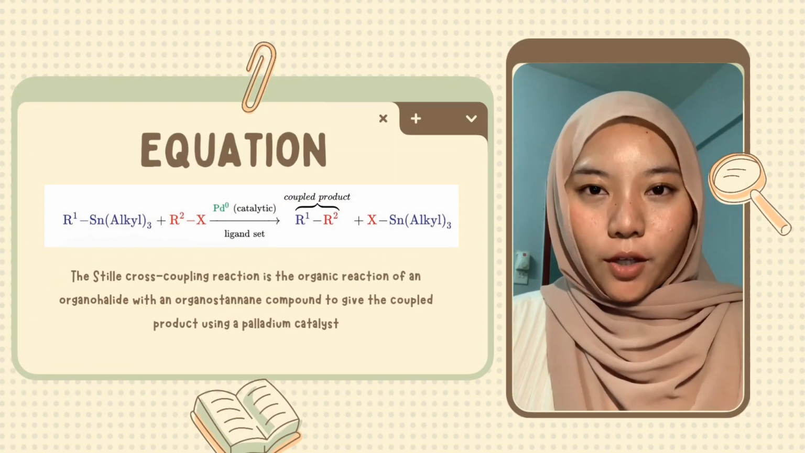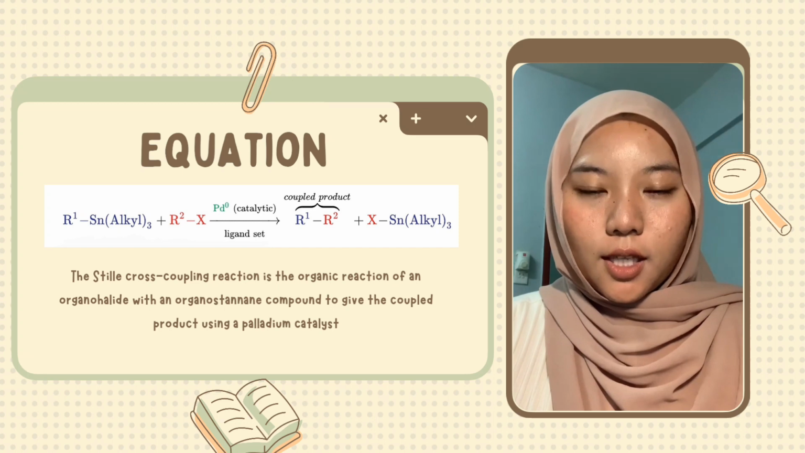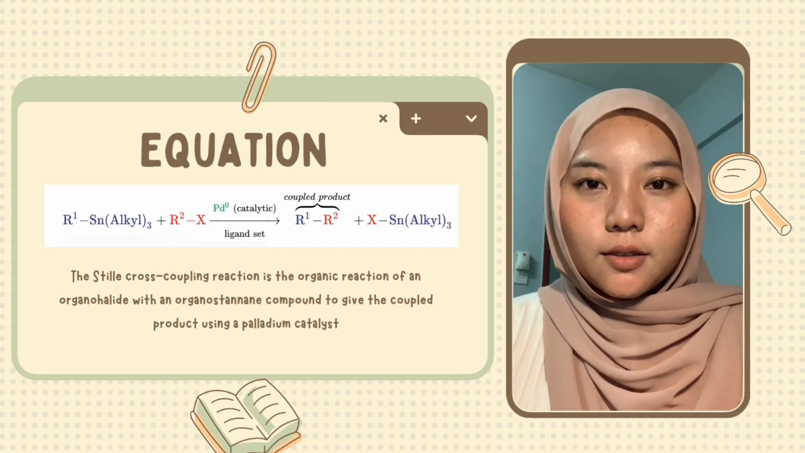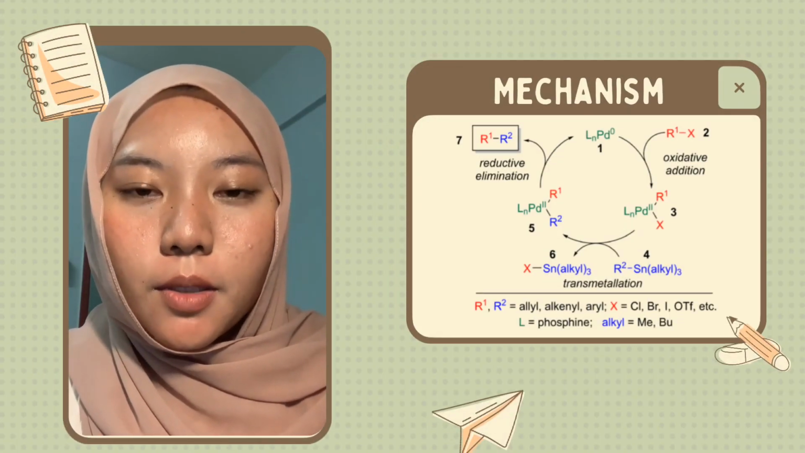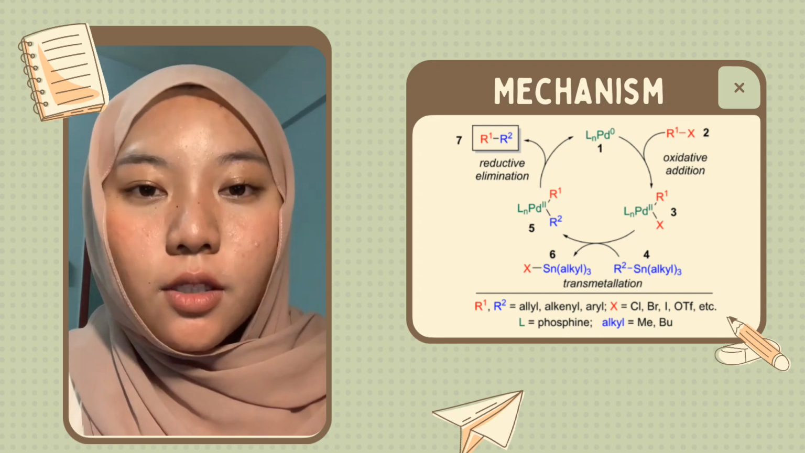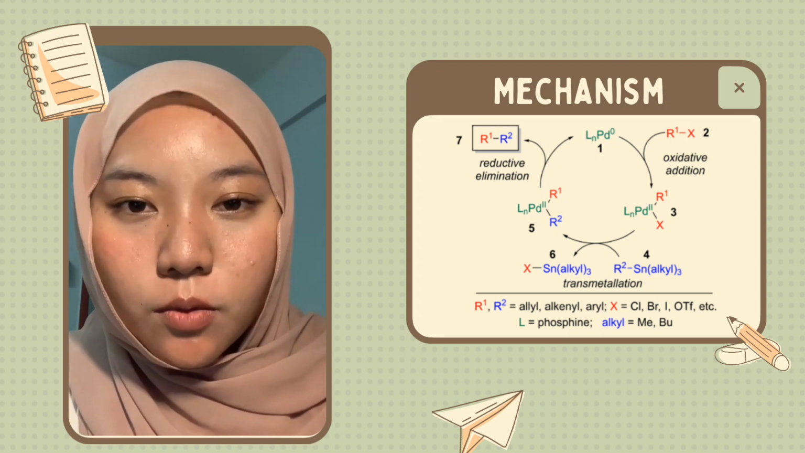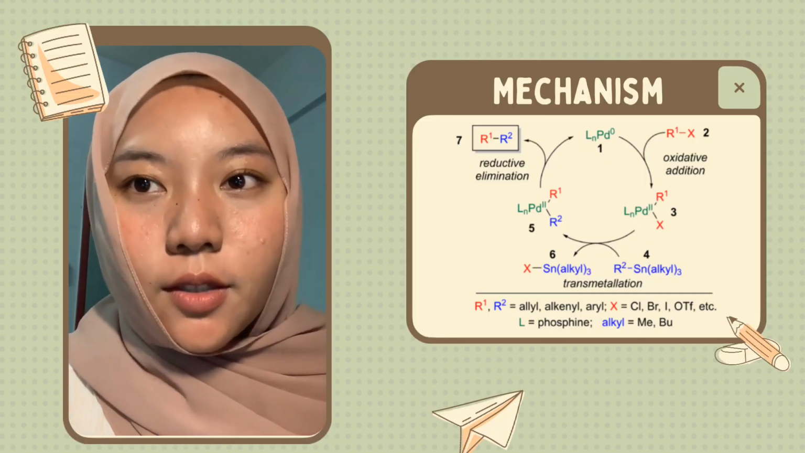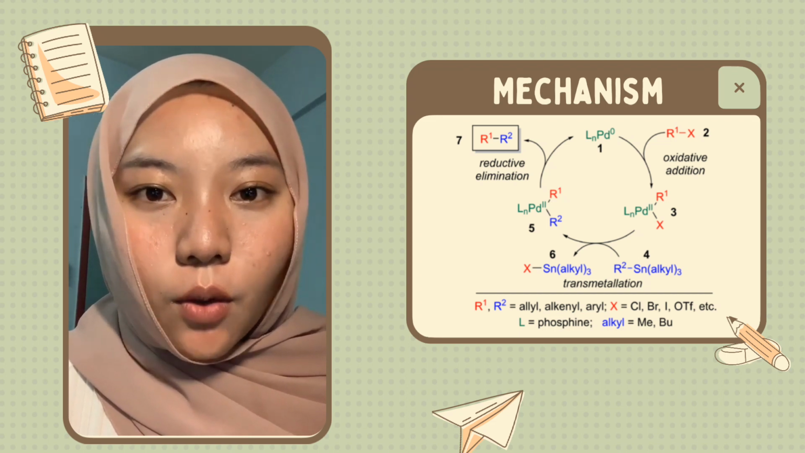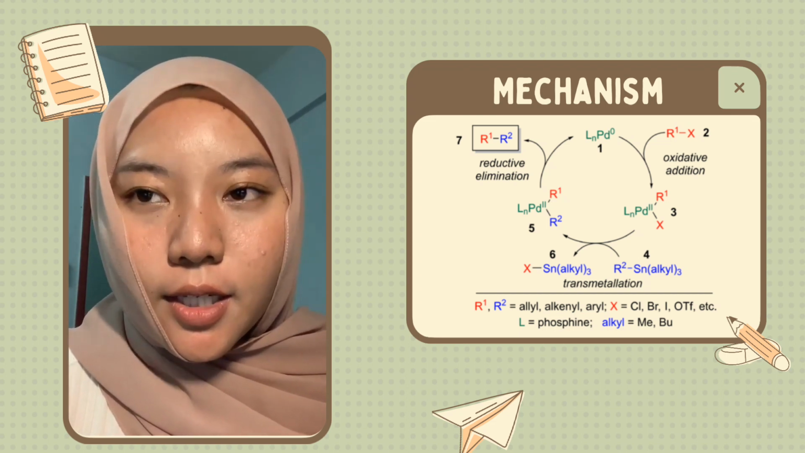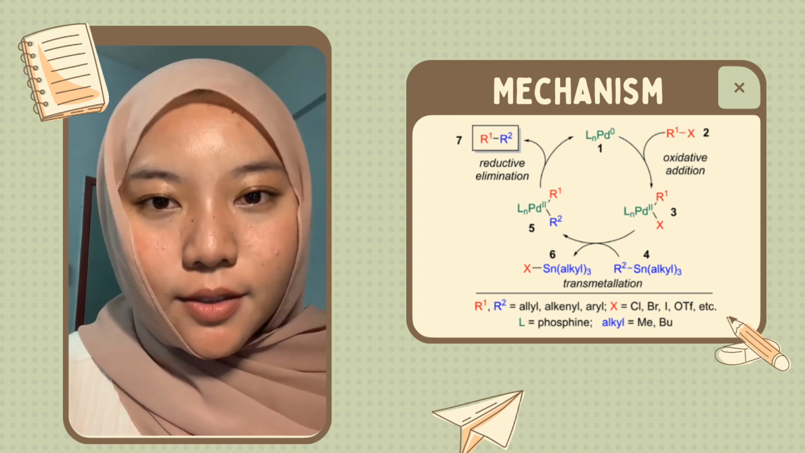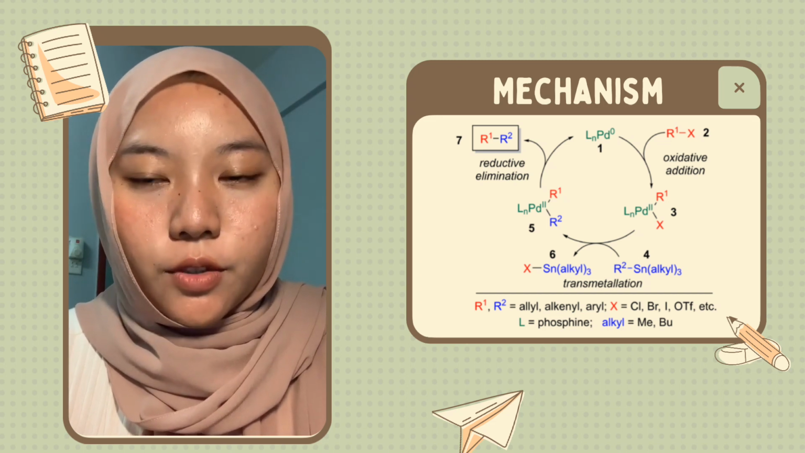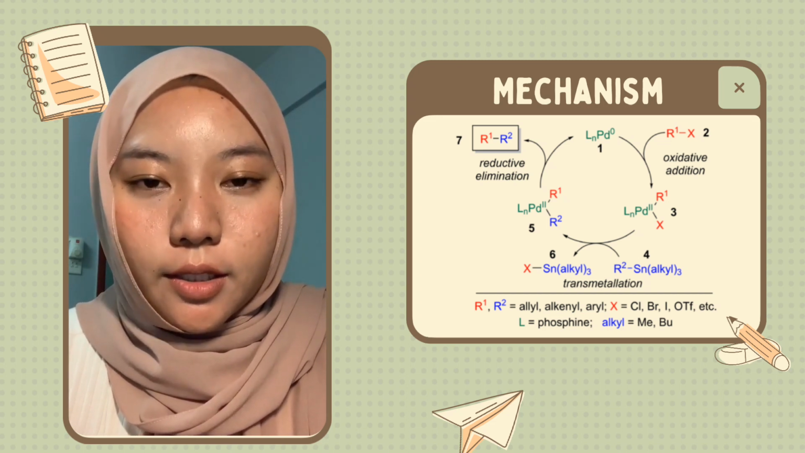The Stille cross-coupling reaction is the organic reaction of an organohalide with an organostannane compound to give the coupled product using palladium catalyst. The mechanism begins with the oxidative addition of the organohalide to the Pd(0) to Pd(II) complex. The transmetallation with the organostannane then follows, where the R group of the organostannane reagent replaces the halide anion on the palladium complex. Reductive elimination then gives the final coupled product, regenerates the palladium catalyst, and the catalytic cycle can begin again.